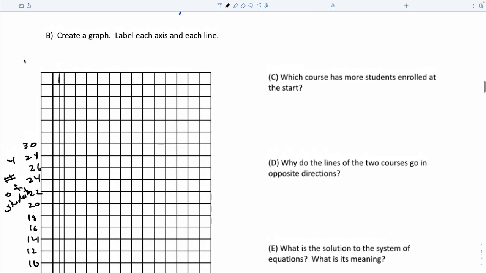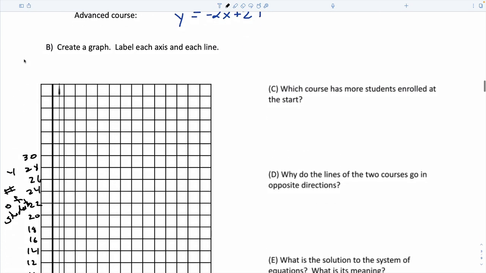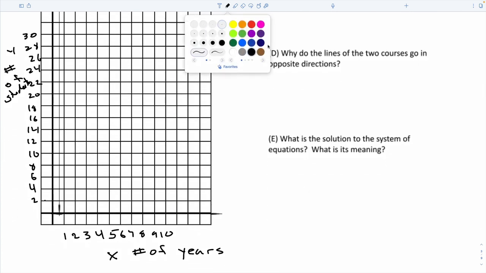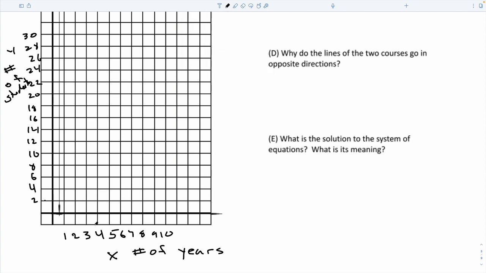Once you have yours labeled, go ahead and graph it. 3x plus 11, 2x plus 21. Boy, I should have counted by 1s. If you counted by 2s, you might want to go back, but it's going to look kind of funky. Start at 11, which is halfway, up 3, 1, 2, 3, over 1, 1, 2, 3, over 1. Yeah, that's fine.